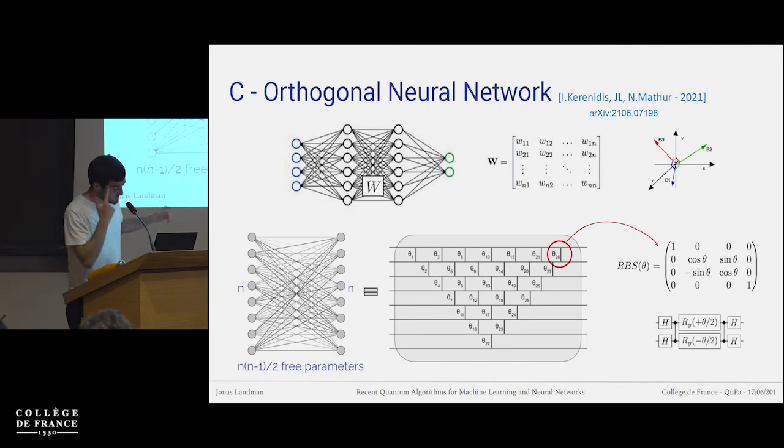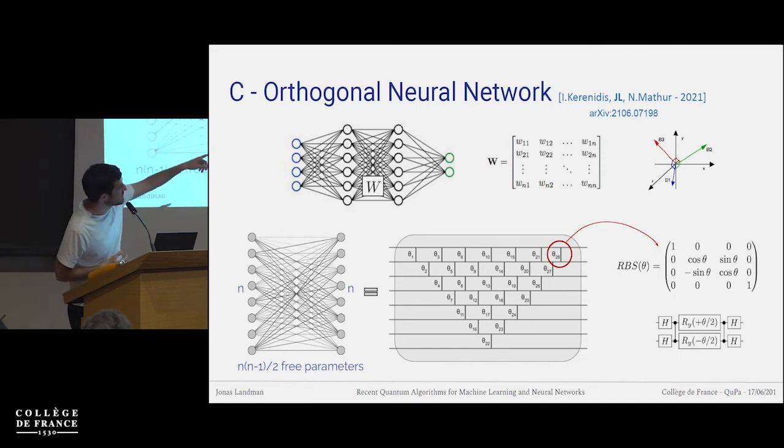So if you have an orthogonal layer with n inputs and n outputs, this is actually a matrix W with n squared elements, but it has only, in fact, n times (n minus 1) over 2 free parameters because of the orthogonality.